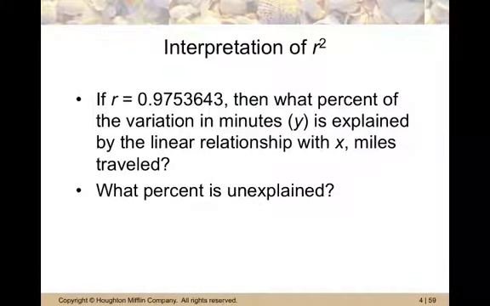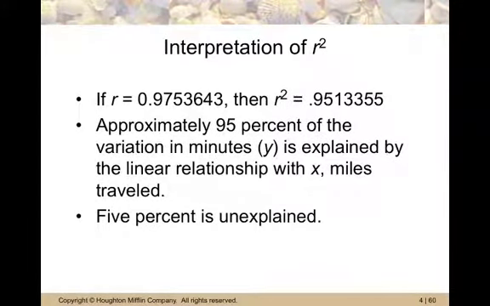So if R is equal to 0.9753643, then what percent of the variation in minutes is explained by its linear relationship with miles traveled? What percent is unexplained? Well, the percent that is explained is R squared, so we're just going to square the R, and we get 0.9513355. So about 95% of the variation in minutes, our y value, is explained by the linear relationship with x, the miles traveled.